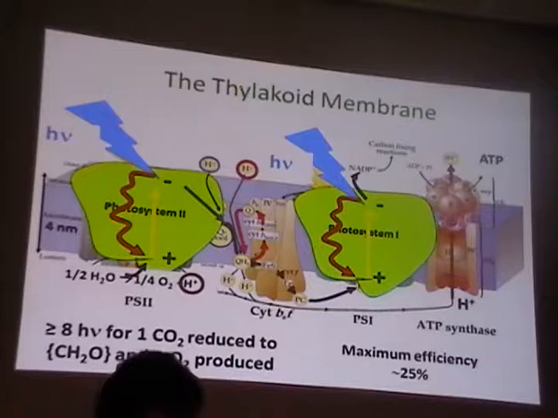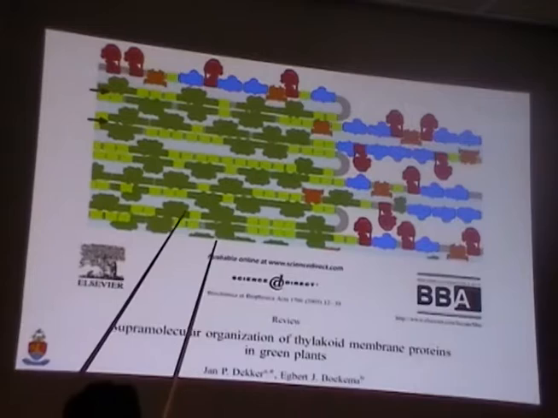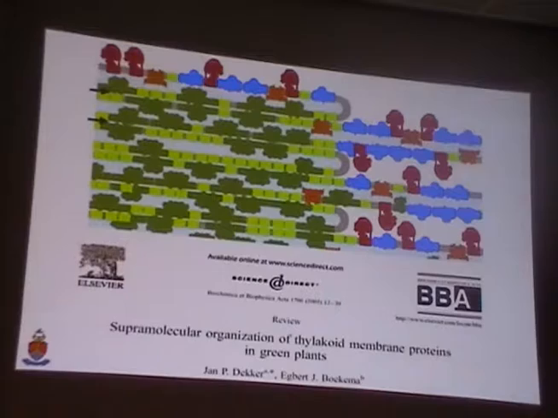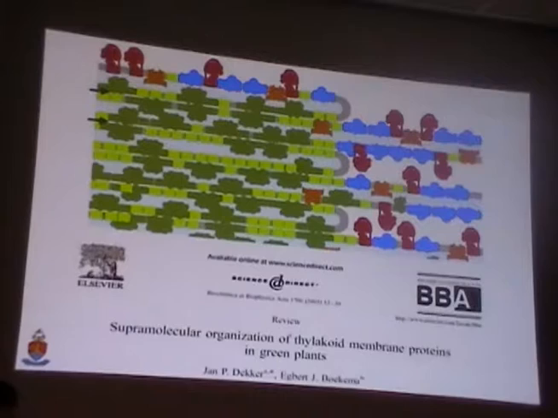Okay, and more about the supramolecular organization. So here are two different parts of the membrane, and this is just a cartoon, but it illustrates how packed the different membranes are on top of each other. So this is called the grana and the stromal part, stromal membrane. In this part, that consists mostly of folded membranes, stacked like pancakes on top of one another.